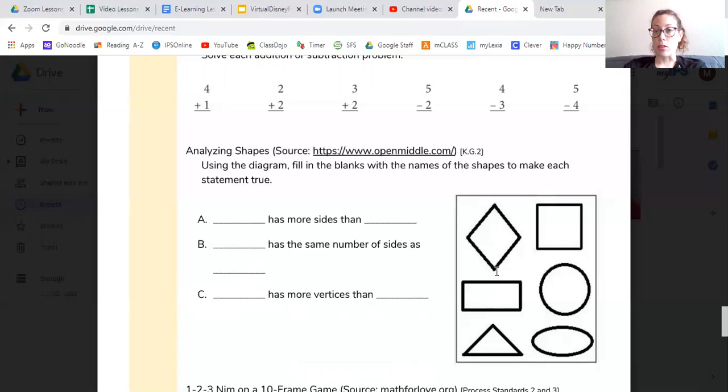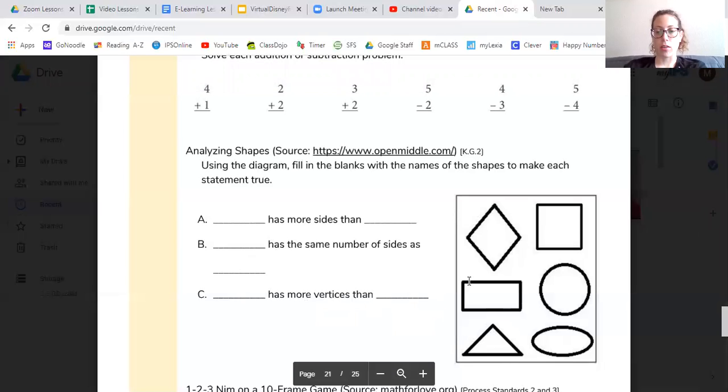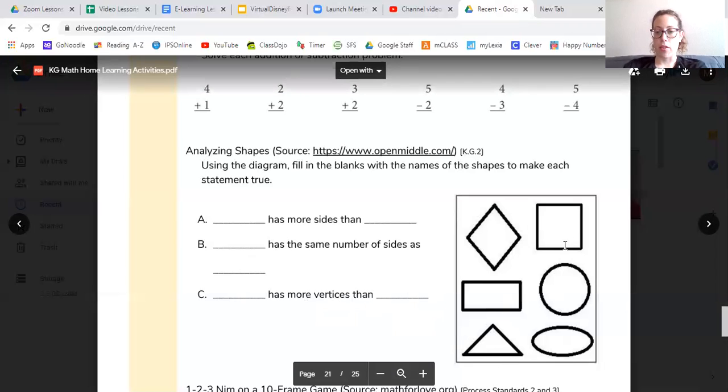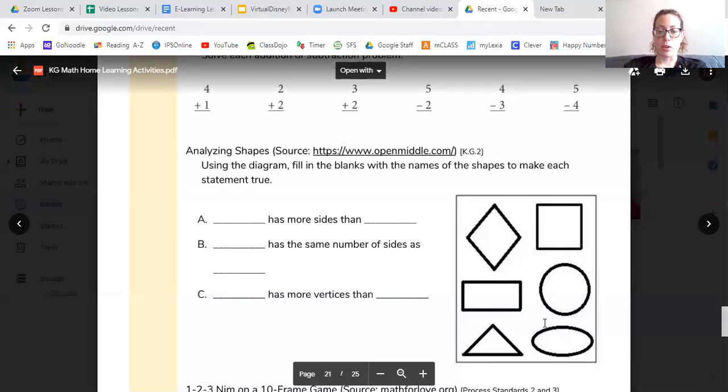So remember, that means corners. So you're going to have to count the corners. 1, 2, 3, 4. This one has 4 corners. And then let's look at this triangle. 1, 2, 3. It only has 3 corners. So I could put the rhombus has more vertices than the triangle. You can also do that with other ones. So you can pick and choose. You just need to count the corners and see which one has more.